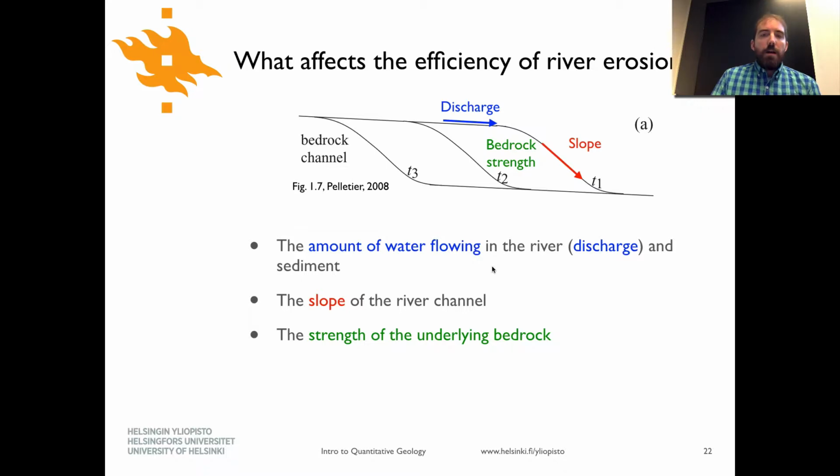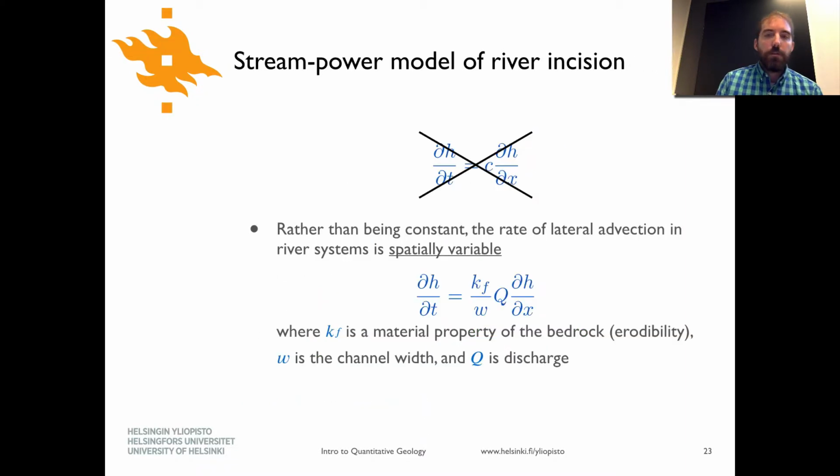So these things are all going to vary with space, right? As you go up a river, you expect to get less and less discharge because you're collecting water from a smaller area as you go upstream. The bedrock strength may change, of course, because you might go from flowing over granite to some limestone or shale or something that's much more erodible. And of course the slope also will change, and that probably makes sense. So are these constant? No. And that's the reason why this doesn't work.